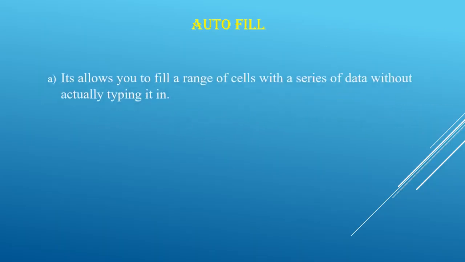The first one is autofill. Autofill allows you to fill a range of cells with a series of data without actually typing it. You have no need to type everything; it's already assigned. Typing in the first cell is enough. If you write in the first cell and then drag the mouse down the whole column, it will fill automatically. For example, there are 2 predefined series: months of the year and days of the week.